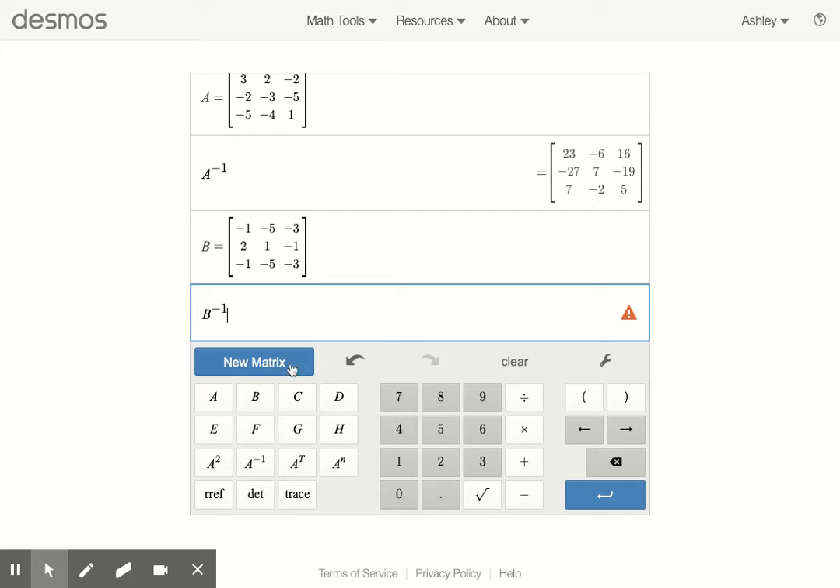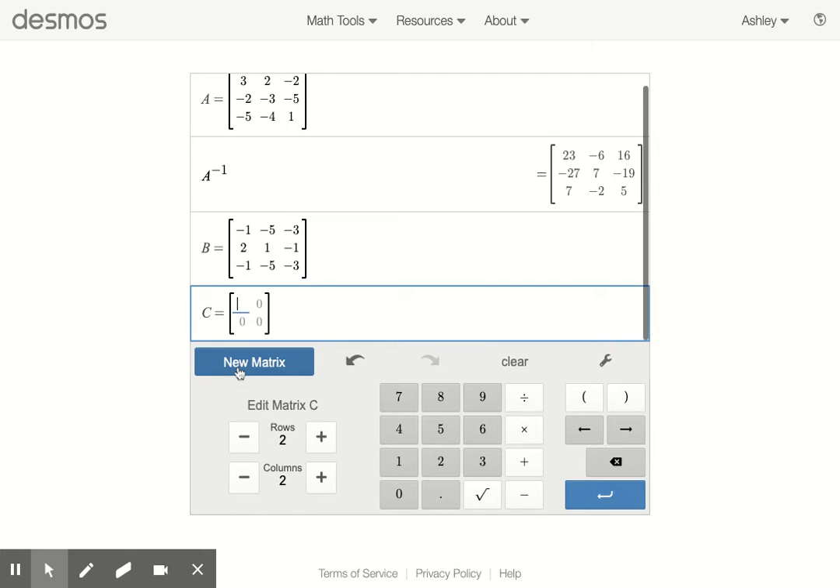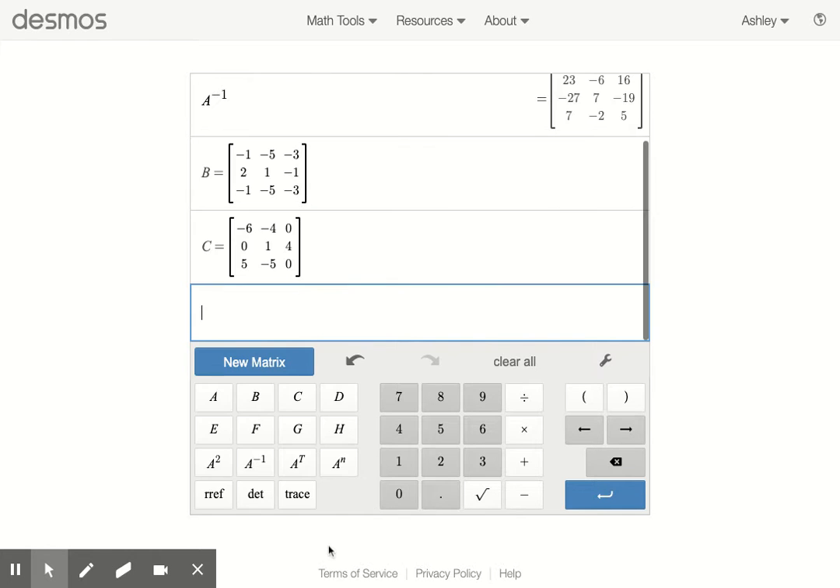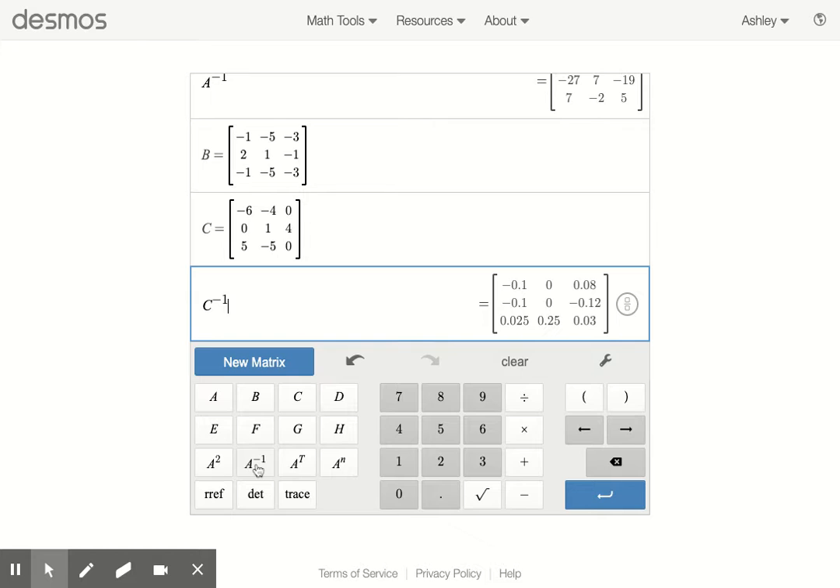Now if we get an inverse like number 13, so 13 is a 3 by 3. We have negative 6, negative 4, 0, 0, 1, 4, 5, negative 5, 0. Okay, and we do the inverse of this guy.